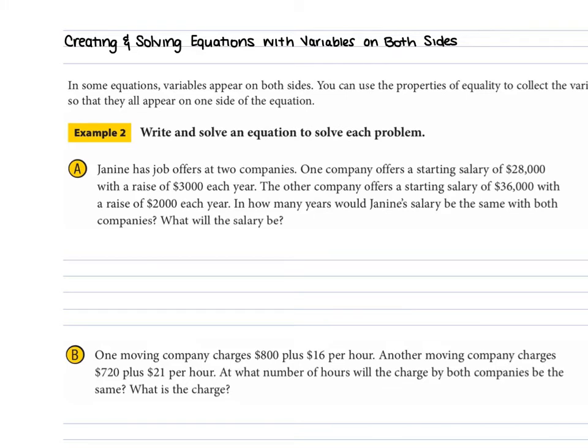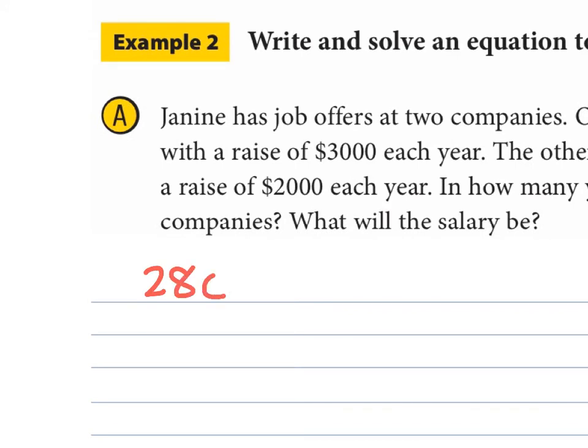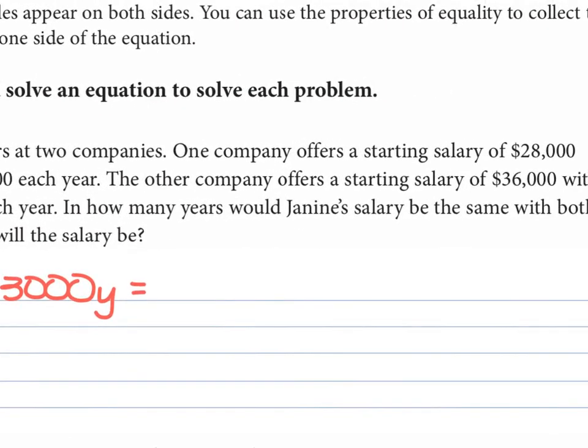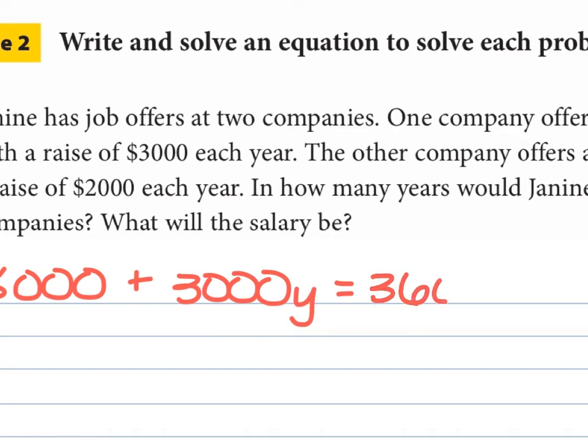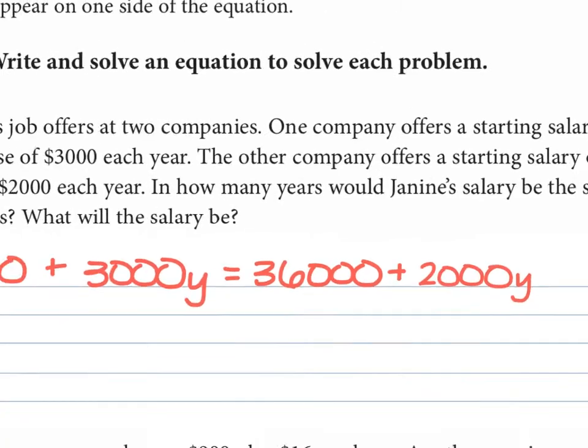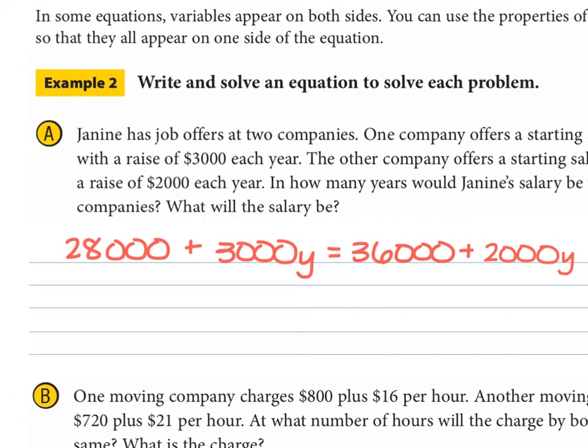She earns $28,000 plus $3,000 per year. With the other company, she earns $36,000 plus 2,000 per year. So from here, we want to get our y's on one side and our constants on the other. So I'm going to move over that 2,000 first by subtracting it from both sides.